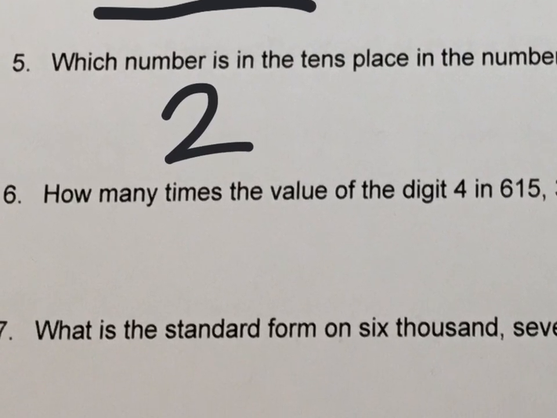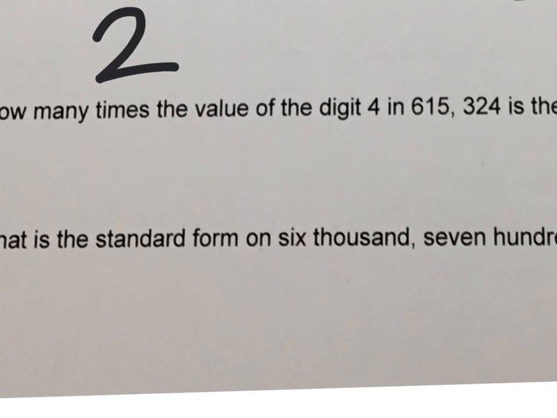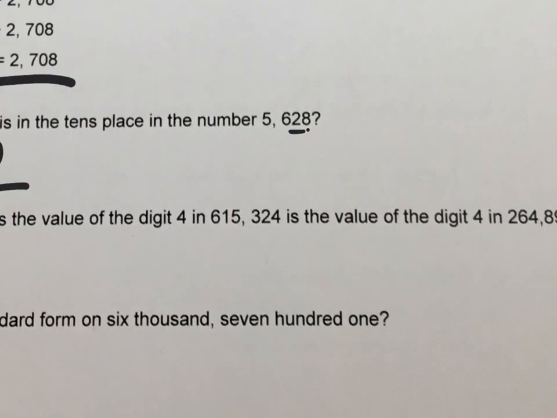All right, number 6. How many times the value of the digit 4 in 615,324 is the value of the digit 4 in 624,895? So what you need to do is you need to find the 4 in both of these numbers and underline it. Okay, so there's that one, there's that one. And the easiest way to do this is just to rewrite the numbers here and line them up.